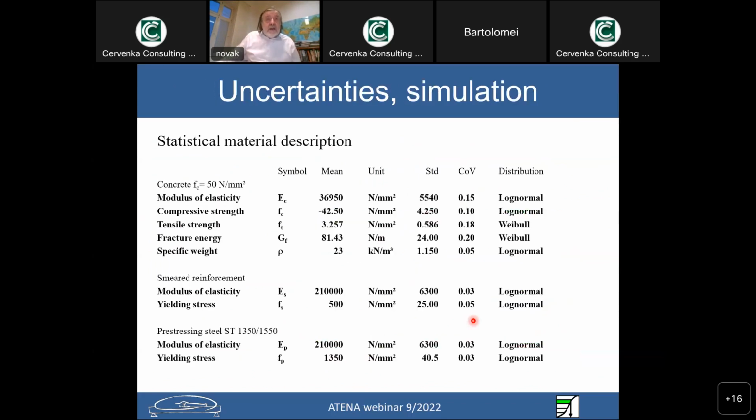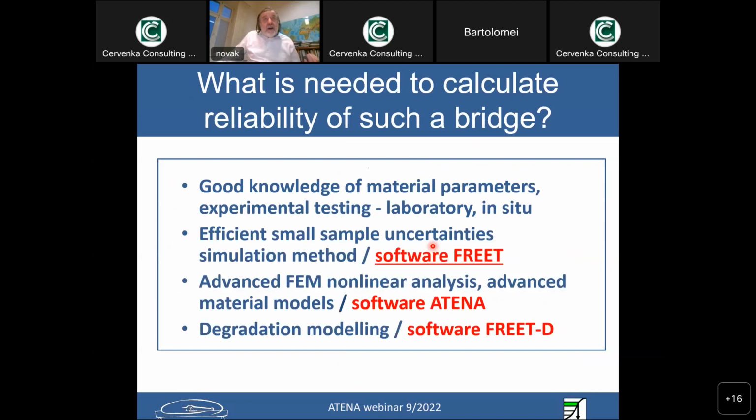After the deterministic model has been set up, we need to make a stochastic model. So it means all parameters for concrete, for reinforcement, for plasticine steel, should be considered as random variables with probability distribution and statistics, right? So this is just an example, which I would like to emphasize, of what is needed to calculate the reliability of such a bridge.